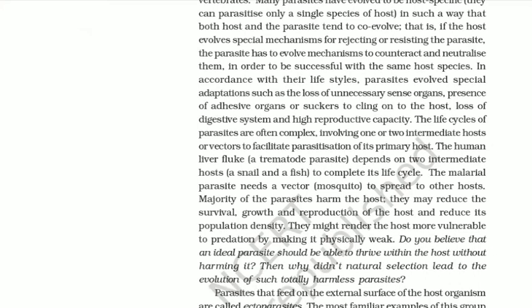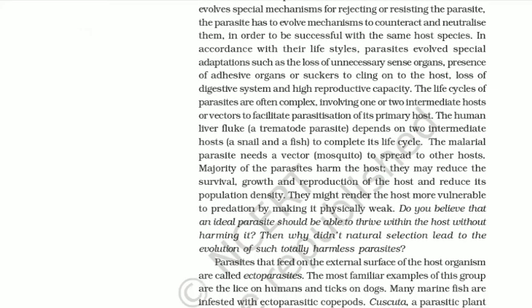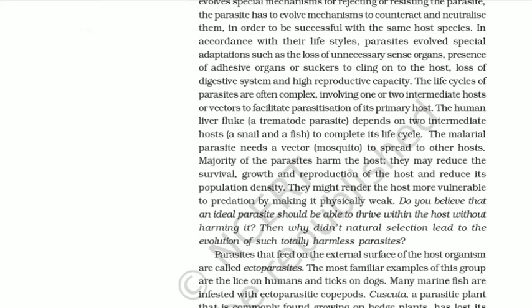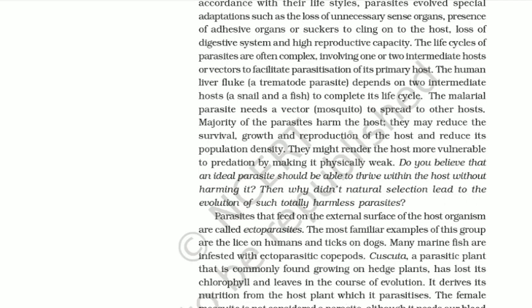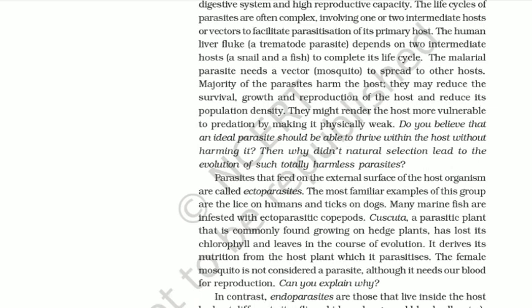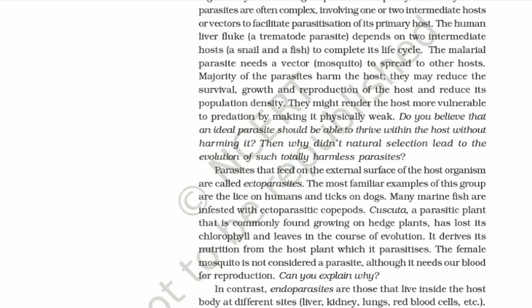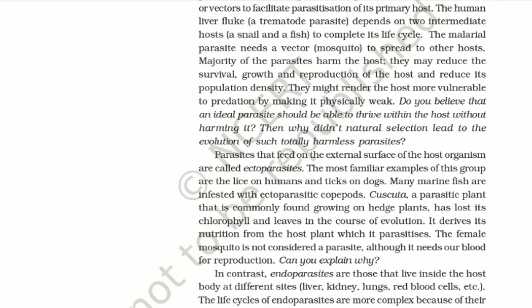That is, if the host evolves special mechanisms for rejecting or resisting the parasite, the parasite has to evolve mechanisms to counteract and neutralize them in order to be successful with the same host. In accordance with their lifestyles, parasites evolved special adaptations such as loss of unnecessary sense organs, presence of adhesive organs or suckers to cling onto the host, loss of digestive system, and high reproductive capacity. The life cycles of parasites are often complex, involving one or two intermediate hosts or vectors to facilitate parasitization of its primary host.